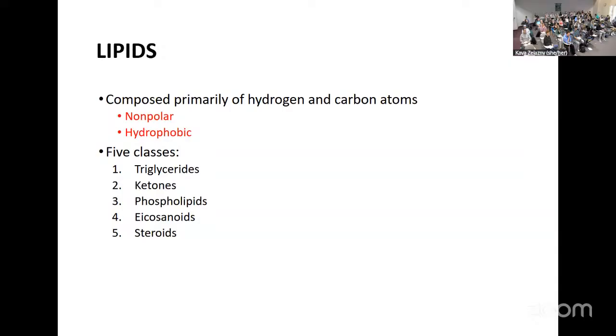Okay. This is important to note because there are 5 subclasses of lipids, but they would all be made of hydrogen and carbon, and they'd all, in general, be nonpolar and hydrophobic. Okay, so for those 5 classes, we've got triglycerides, ketones, phospholipids, eicosanoids, and steroids. The ones that you should consider most important, triglycerides, because they're the classic example, are going to be important to look at the structure of. Their structure is also going to help us understand phospholipids, which are our #1 most important kind.